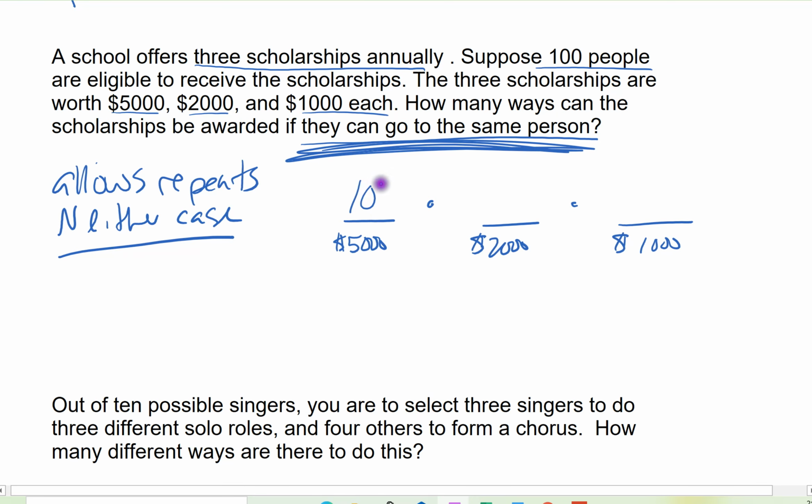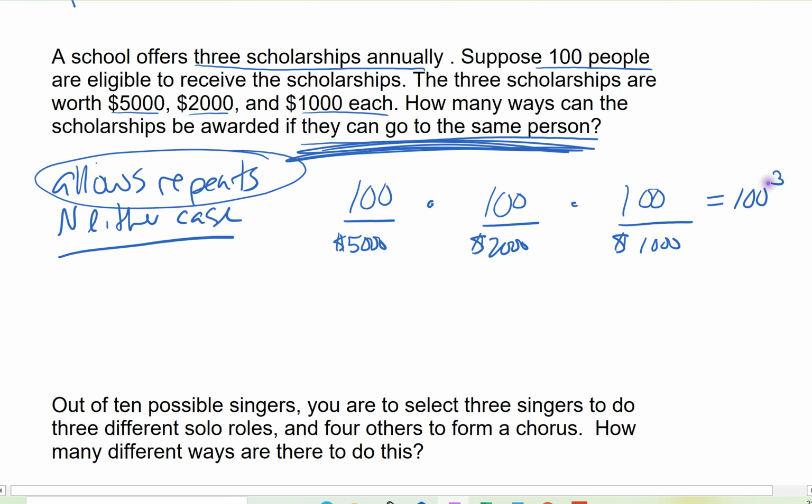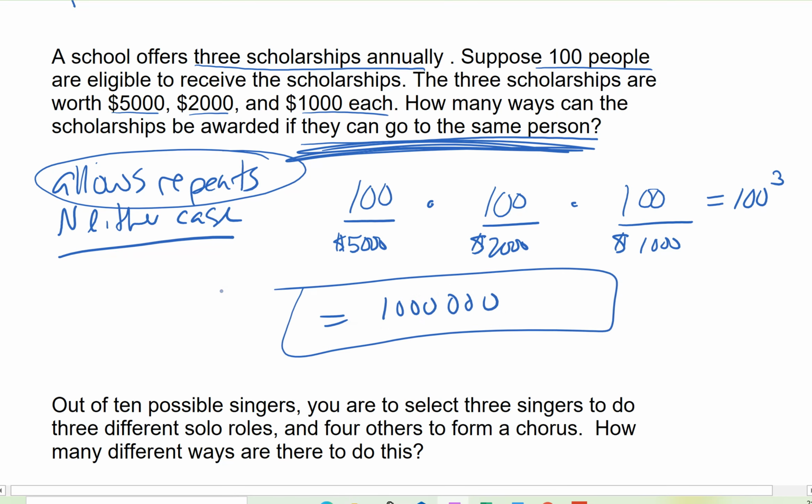There were 100 people I could choose for the first one. Since I'm allowed to repeat, that same name could show up in the second one, so there's still 100 for those, and that same name could show up for the third one, so there's still 100 in those. So 100 people could get the first one, and 100 people can get the second one, and 100 people can get the third, because of the repeats. If you write that shorthand, that would be 100 cubed, or all written out, 1 million. 1 million ways if I'm allowing repeats, if I'm allowed to give away to the same person. So the same person could win all 3.